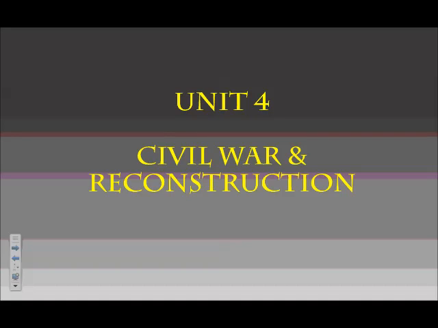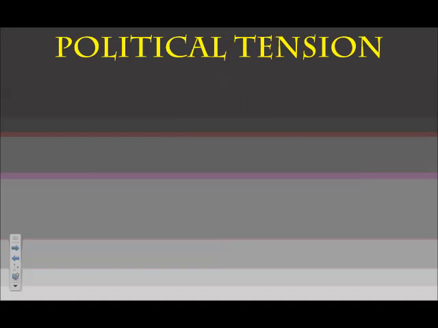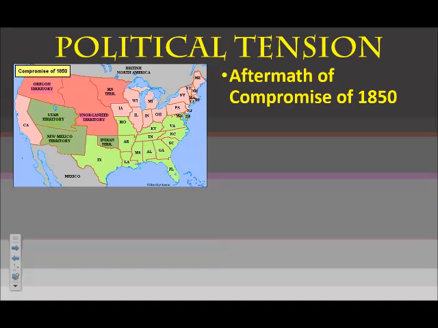We're starting a new unit on the Civil War, what leads to the Civil War, and we've been building up to this for over the course of several decades from the early 1800s. We'll look at the war itself and then the reconstruction that happens after the war to try and reunify the states. But we left off in the last unit at around 1850, 1852. And there is a great deal of political tension resulting from the Compromise of 1850.